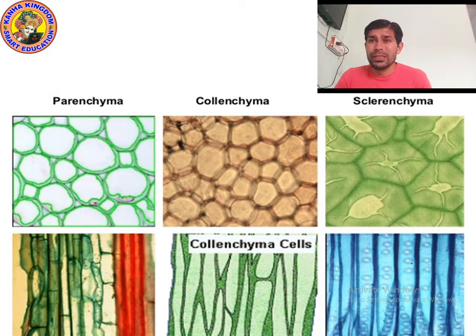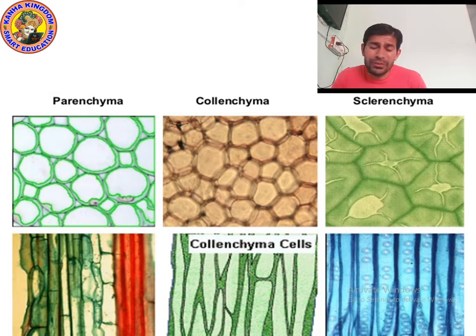If we talk about collenchyma, they have less intercellular space, but they provide flexibility. They help in bending. They give flexibility and allow easy bending of different parts like stem and leaf, and they also give mechanical strength and support to the plant.